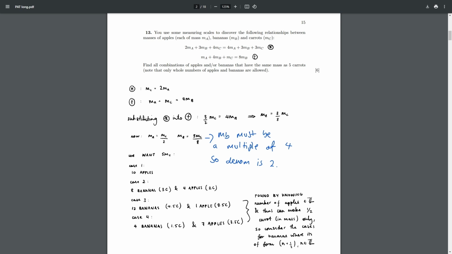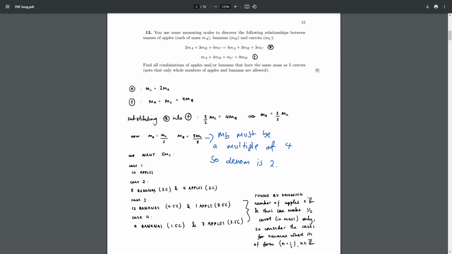So the first multiple of 4 is 0. So if we have 0 bananas, then we need KMC over 2 is 5MC. So we get that K is 10. So our first case is 10 apples and no bananas. And our second case, when we have 4 bananas, that means we're going to have 3 over 2 carrots in terms of our bananas, which means we're going to need 7 apples to ensure that our sum is 5 MC.